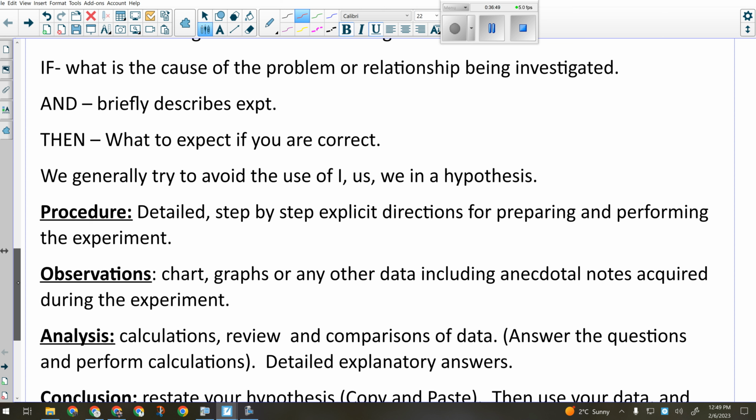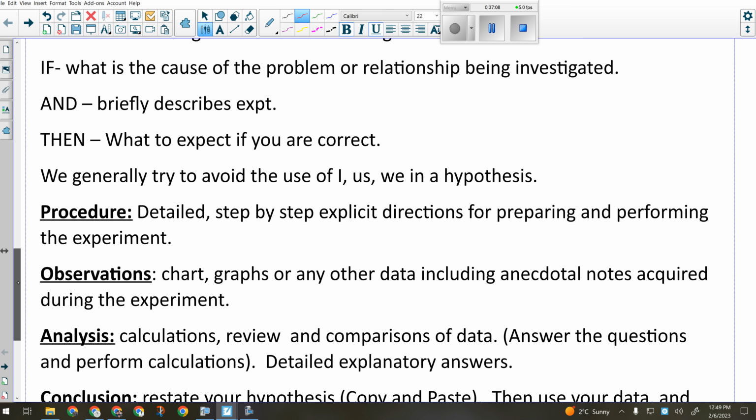All right. For the procedure, the procedure is going to be a detailed, step-by-step, explicit set of instructions for you to follow. In our first lab, you guys are actually going to write the procedure. It's pretty straightforward, and I'll help you with it. After that, they'll all be set up for you.